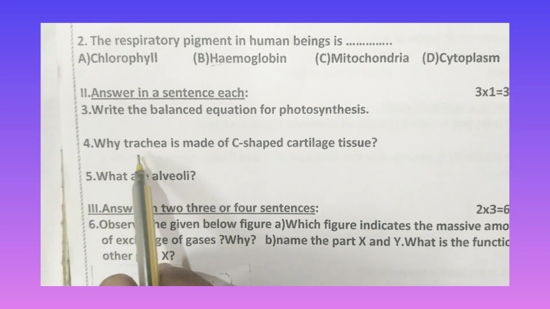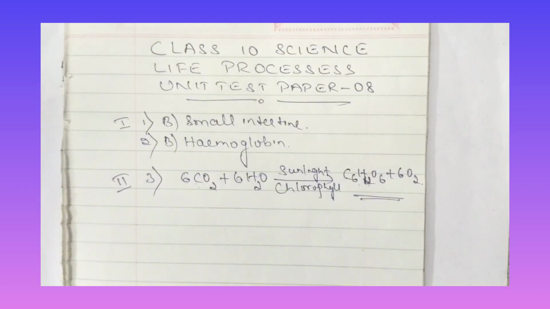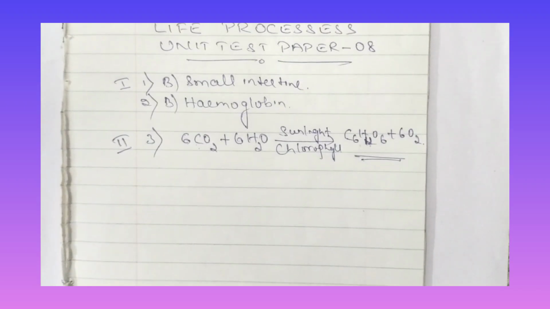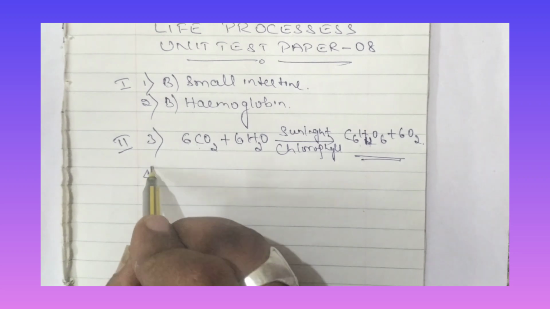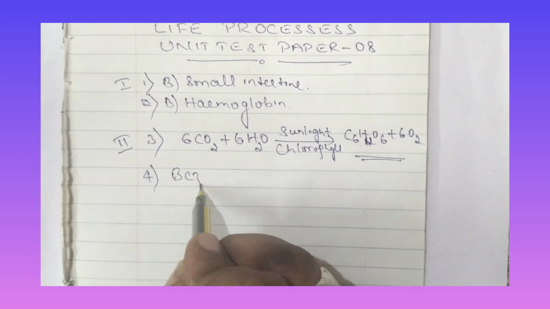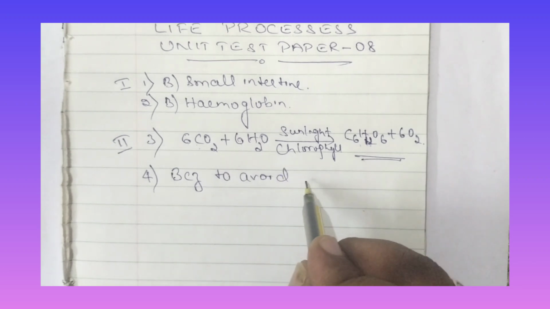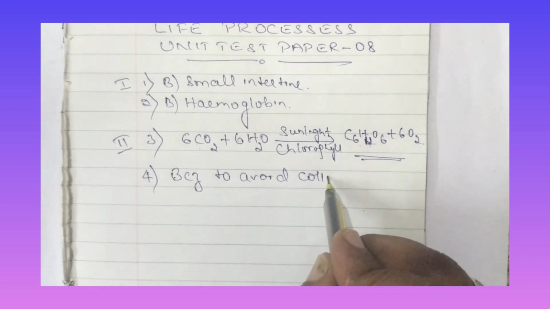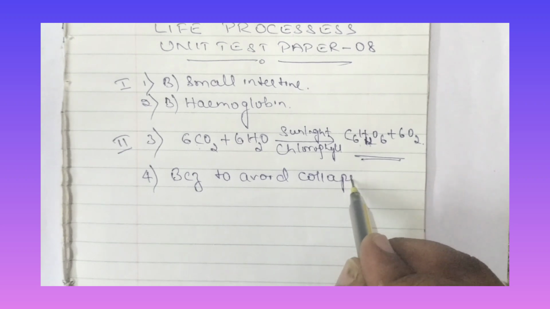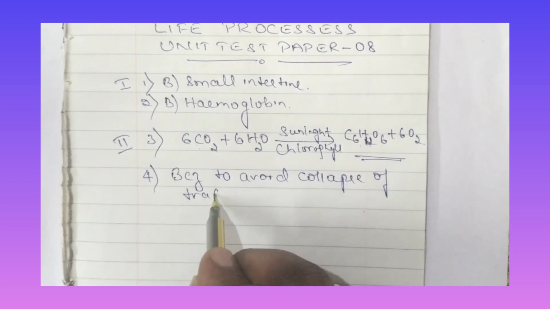Then, why is the trachea made up of C-shaped cartilage tissue? So the trachea is made up of C-shaped cartilage tissue. The right answer for this question is: to avoid collapse of the trachea.